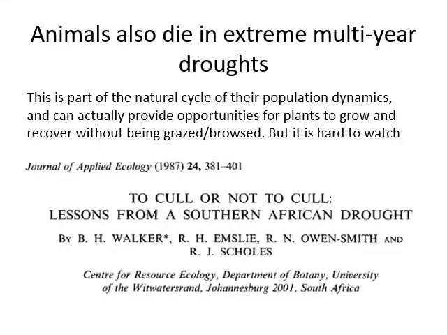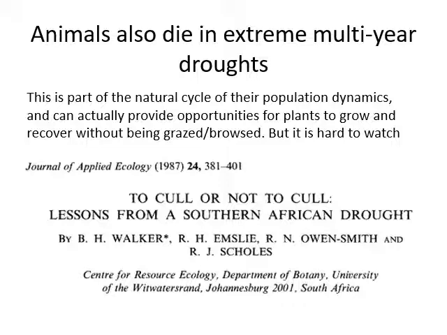So animals also die in extreme multi-year droughts. And this is actually part of the natural cycle of their population dynamics. Moreover, it can provide opportunities for plants to grow and recover without being grazed or browsed, but it's very hard to watch. In the Kruger Park, all the hippos just ended up dying during the 2014-2015 drought. You would drive around the park and you'd see these dead hippo carcasses everywhere.